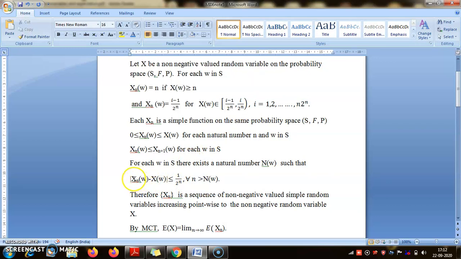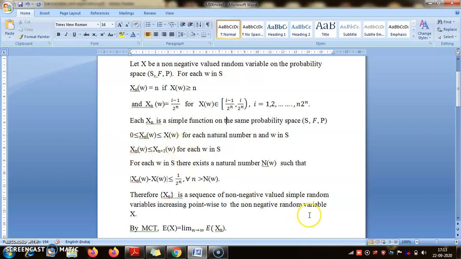You have to look at xnw as the left endpoint of the interval containing xw. So the difference between these two cannot be more than the length of the interval. That is why it is less than 1 by 2 to the power n. So what you are getting? As n tends to infinity, xnw goes to xw. So what I have constructed is a sequence of non-negative valued simple random variables which pointwise increase to x. Why increase? We are saying increase because of this relation.